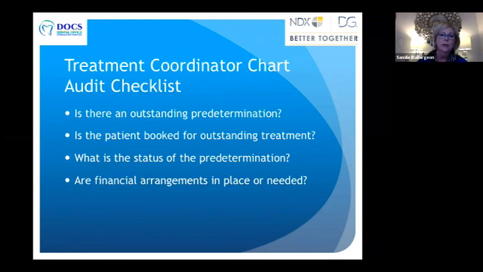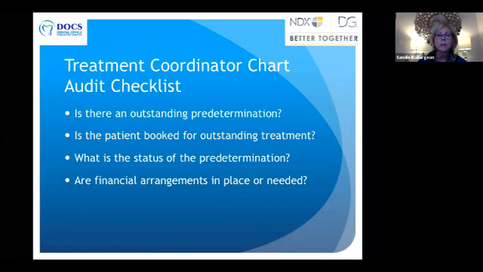The treatment coordinator will be looking to see if there's any outstanding predetermination on that patient's chart. Is the patient booked for any outstanding treatment? And what's the status of the predetermination? Has it been followed up with? Do you need to call them? Are financial arrangements made in place, or are they needed?